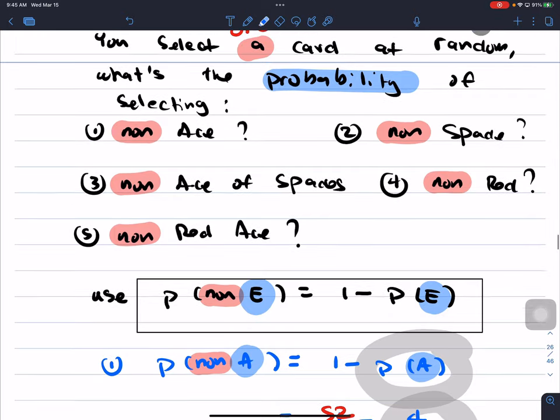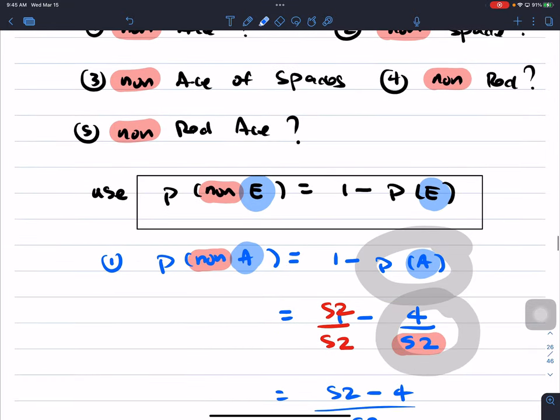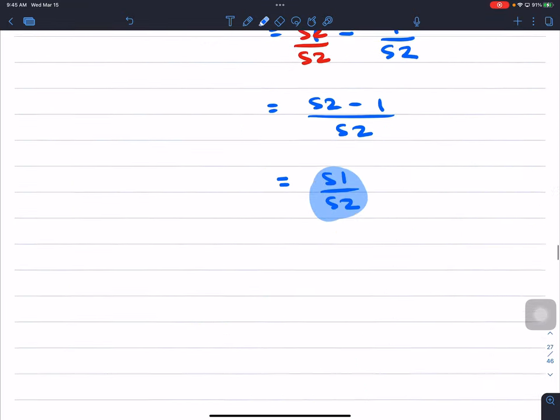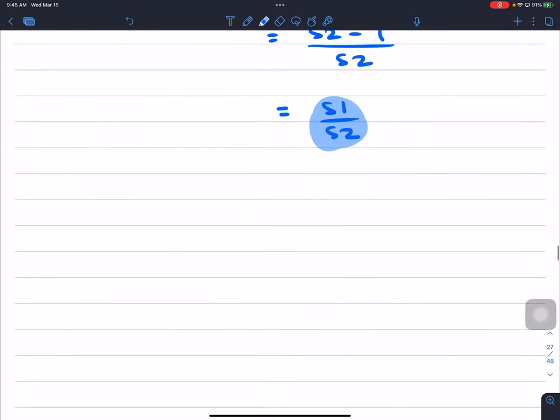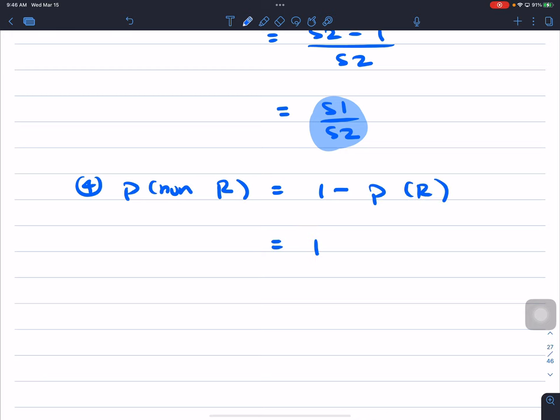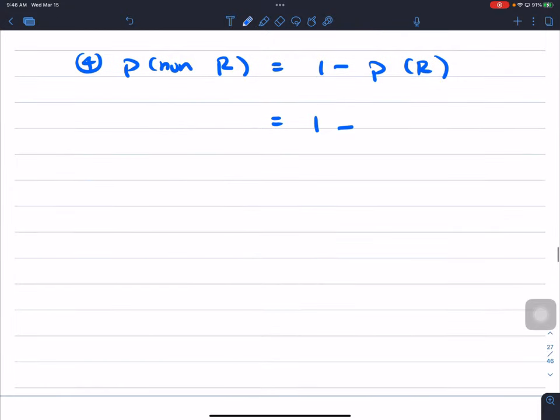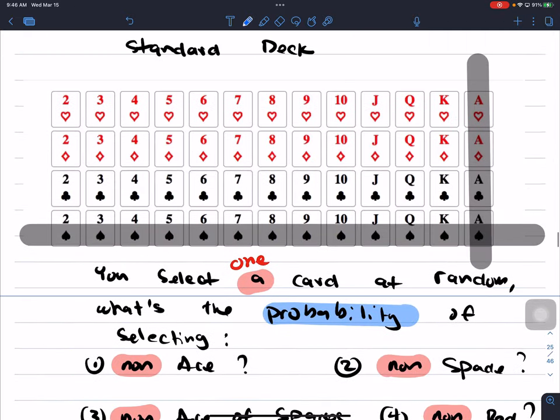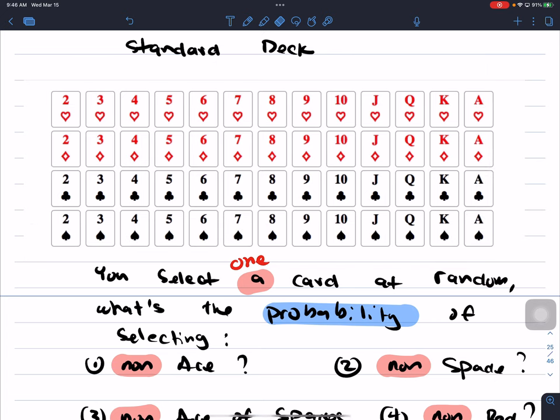A non-red card. Do you guys know how to do that? Number 4. Probability of selecting a non-red card. What does that equal? 1 minus the probability of red. Do you guys happen to know how many cards are red? Is that 26 out of 52? Right? So you say, what do you mean? Well, half the deck is red, isn't it? Right? 13 and 13, does that give you 26?